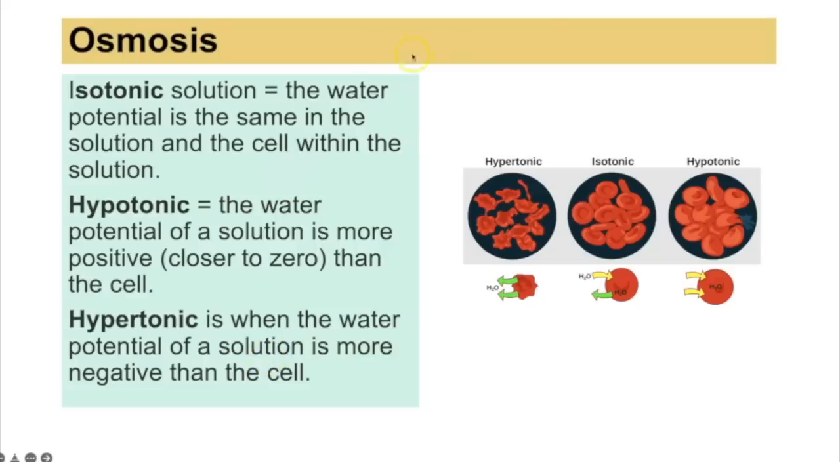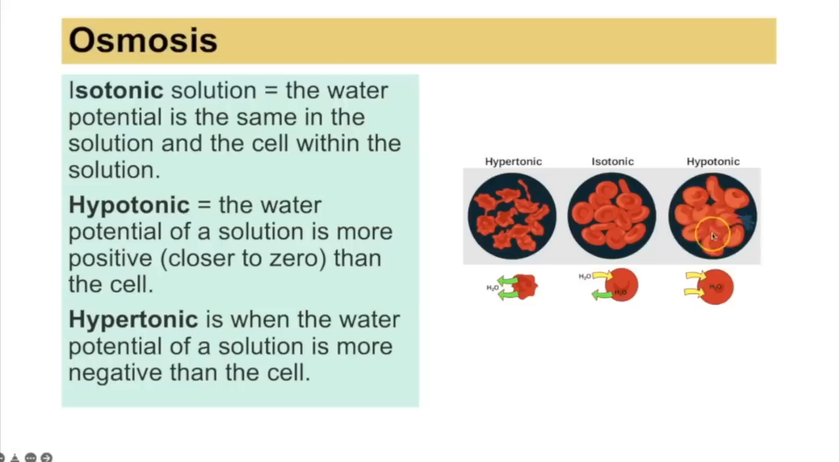And in an animal cell, we can see the impact that would have. In an isotonic solution, because the water potential is the same, there's not going to be any net gain or loss of water. In a hypertonic solution, there'll be more water moving out of the cells by osmosis, and that can cause animal cells to shrivel or crenate.